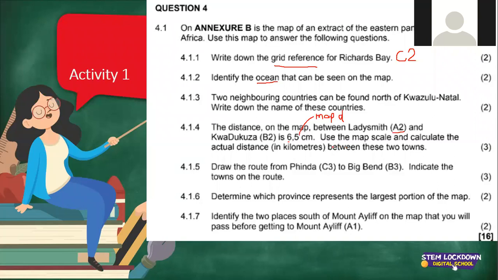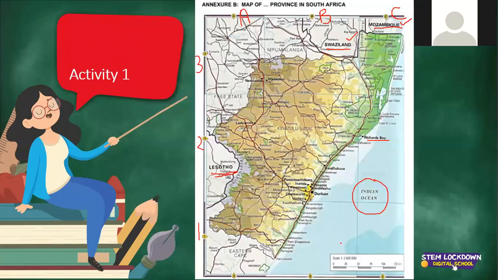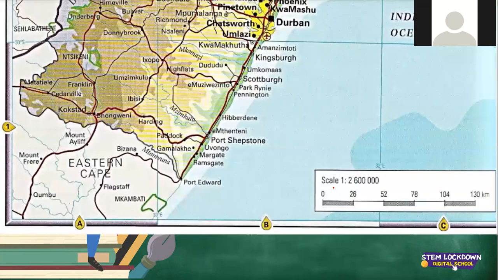Okay, use the scale. So we need to look at the scale. We know that distance is 6.5 centimeters. There's our scale there. It's not clear, let me look for a clearer one. This is our scale. So your distance is actually equal to your map distance.